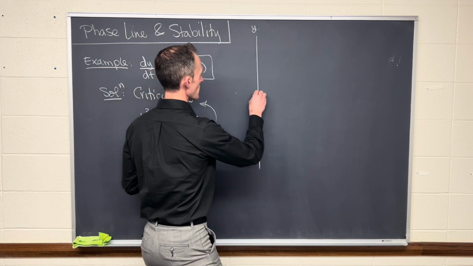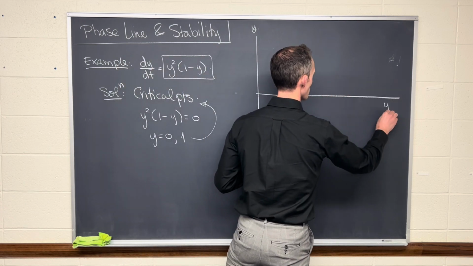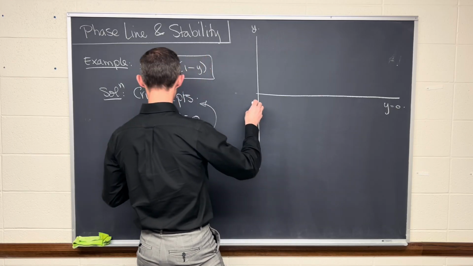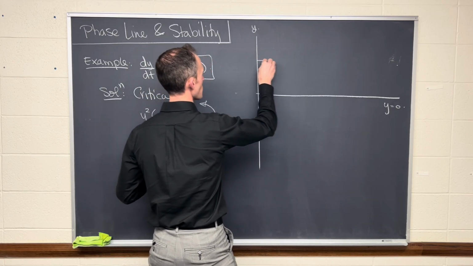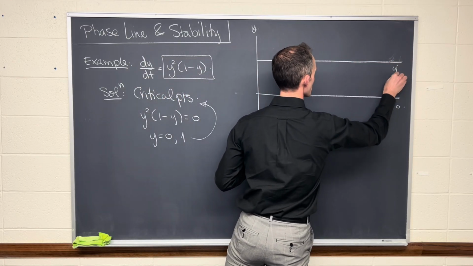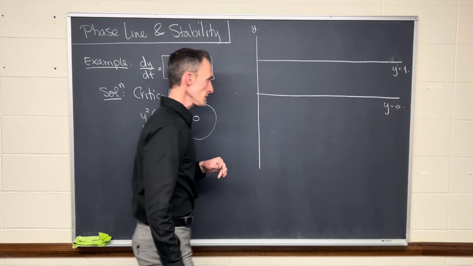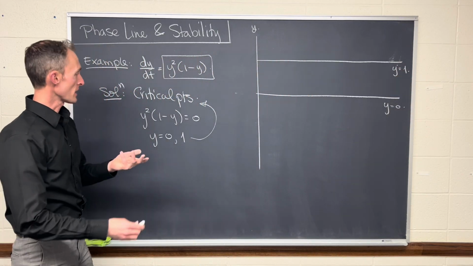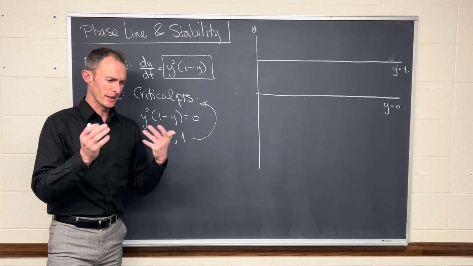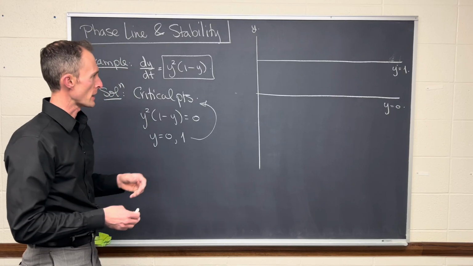So like y equals 0 would be something here. So there's y equals 0. And y equals 1. So let's say that's somewhere right up here. Okay? That's y equals 1. Now what I do is I effectively just do a sign line for this, back from your good old single variable calculus days.